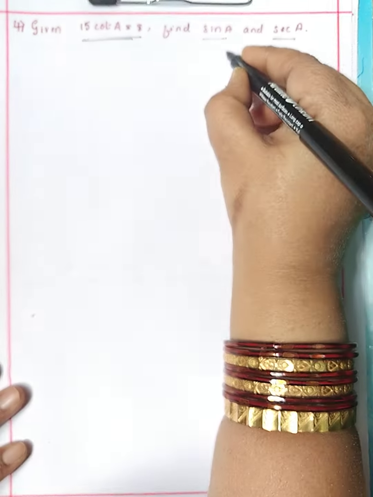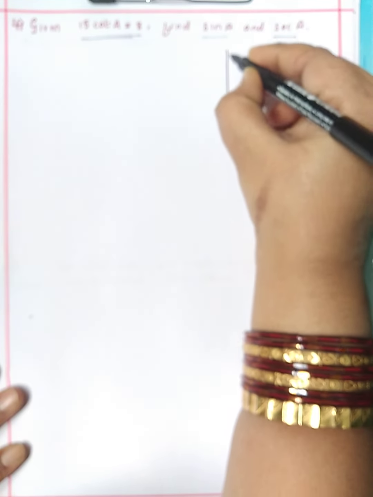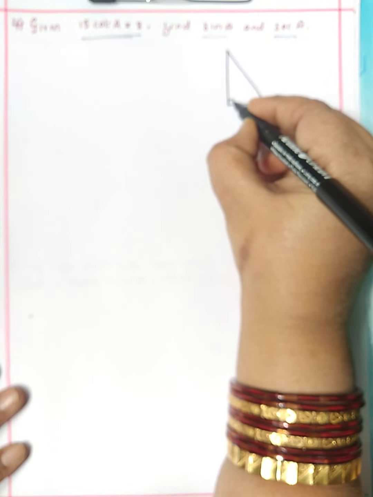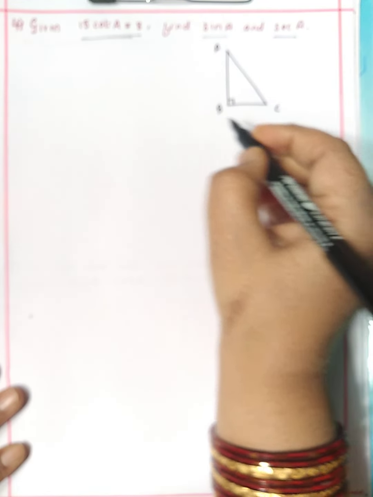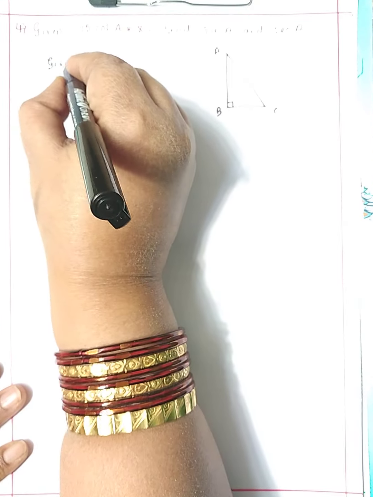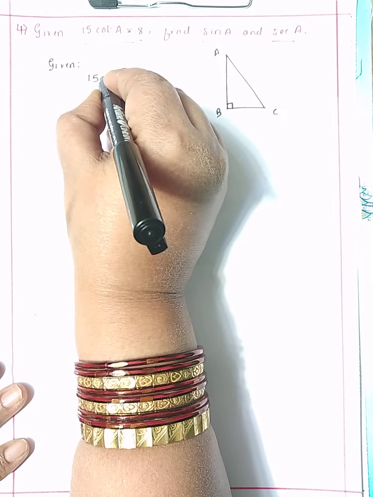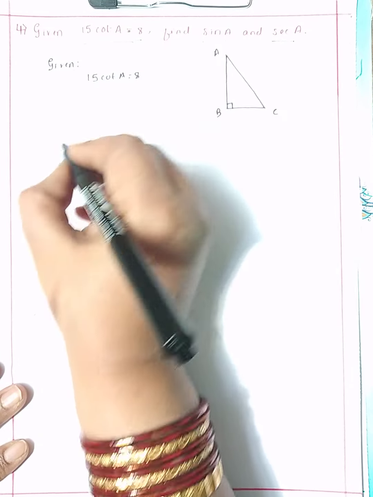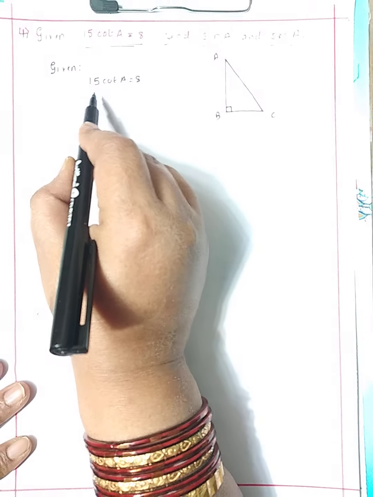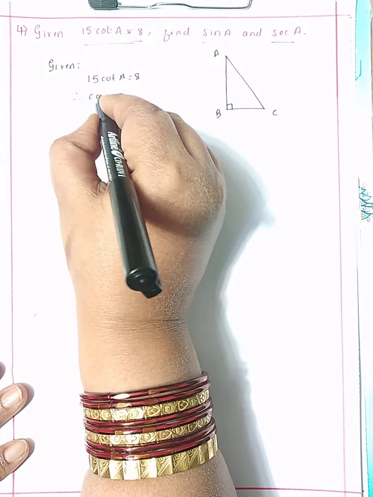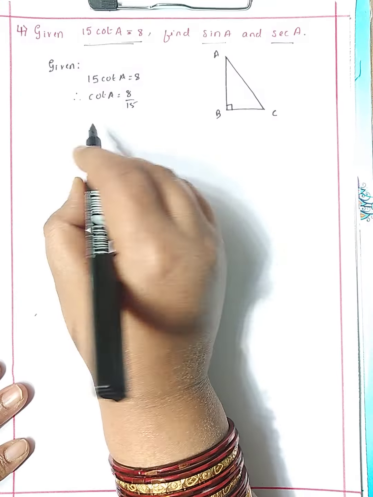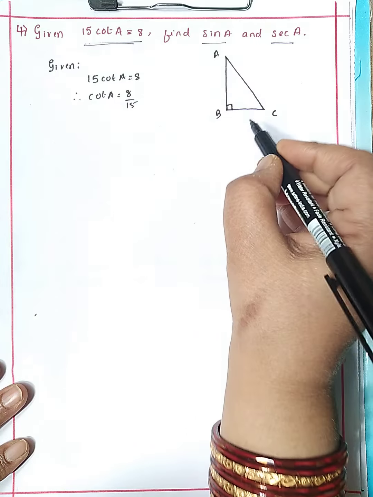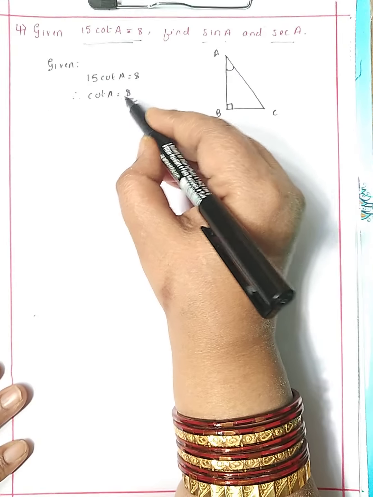Again we will draw the right angle triangle A, B, C. Given is 15 cot A equal to 8. This means 15 into cot A equals 8, therefore cot A equals 8 by 15. So, the ratio of cot A is what? For angle A, cot A is 8 by 15.